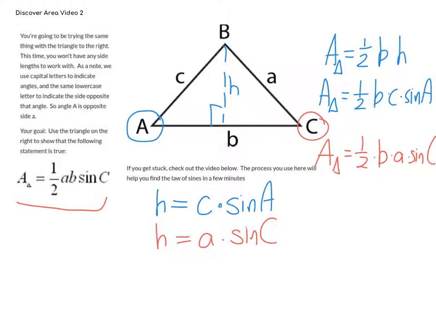In either case, we end up with an area formula that's not based on actually knowing this height, but rather using things that were given at the beginning, which is pretty cool. This is the area formula for a triangle using trigonometry.